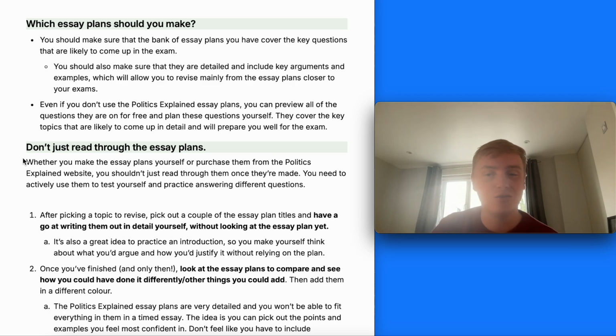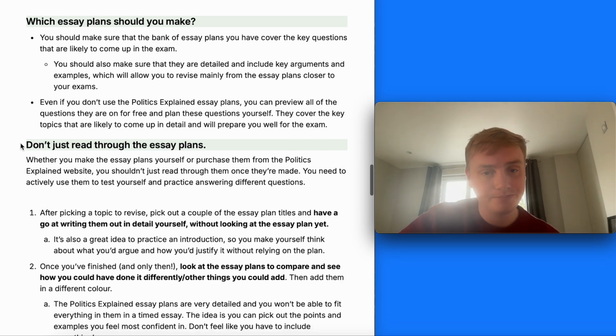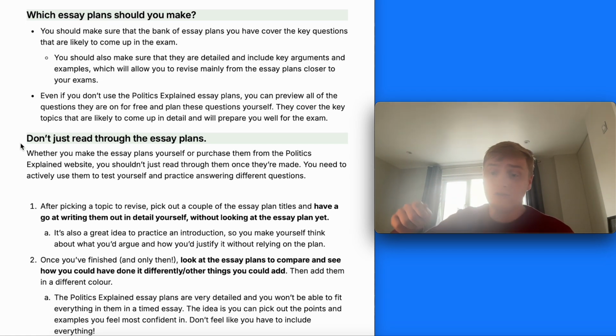If they're not detailed at all, you can't mainly revise from them because you don't have enough detail and examples, and you need to go back to your notes. If they're really detailed and cover almost every topic, you can mainly just revise from them, use the knowledge and arguments in them, and adapt them to different questions that may come up. Even if you don't use the essay plans on the Politics Explained website, you can preview all of the questions they're on for free and plan these questions yourself.